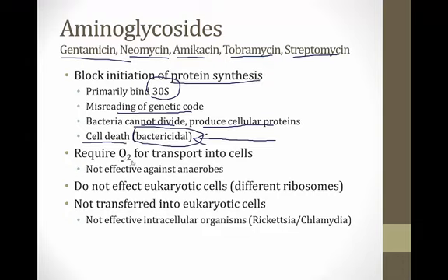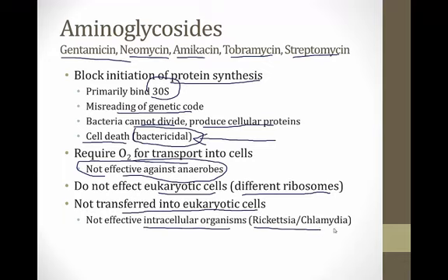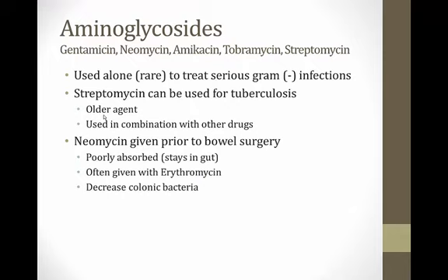These drugs require oxygen for transport into the cells, so they're not effective against anaerobes. They also do not affect eukaryotic cells because eukaryotic cells have different ribosomes. In addition to the different ribosomes, these drugs are not transferred into eukaryotic cells. This means they're not going to be effective against intracellular organisms like Rickettsia and Chlamydia. These drugs can be used alone to treat serious gram-negative infections, although that's rare. Usually they're used in combination with other drugs. We'll talk about that in a minute.